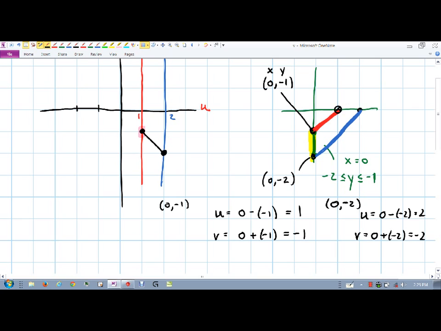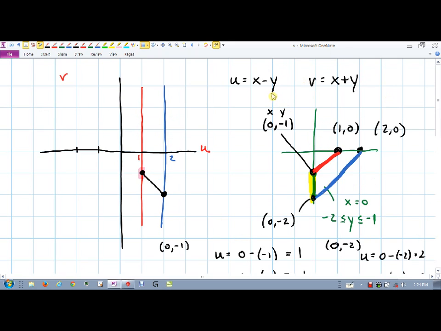Now, what about these points over here? 1, 0, and 2, 0. Where do they go? If I plug in 1 for x and 0 for y, what's my u? 1. What's my v? 1. So I go out 1, up 1, right? If I plug in 2, 0, what happens? 2, and then 2. I get up here, don't I? It makes a trapezoid like this. So I've gone from a trapezoid to a trapezoid.